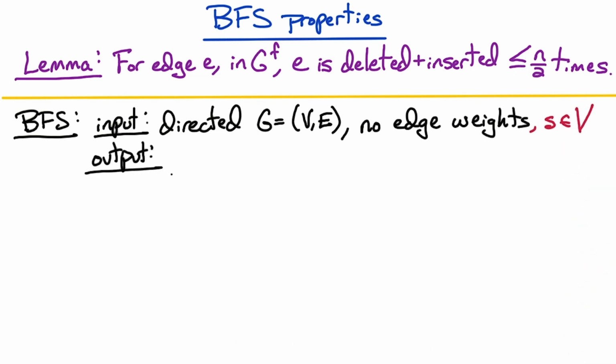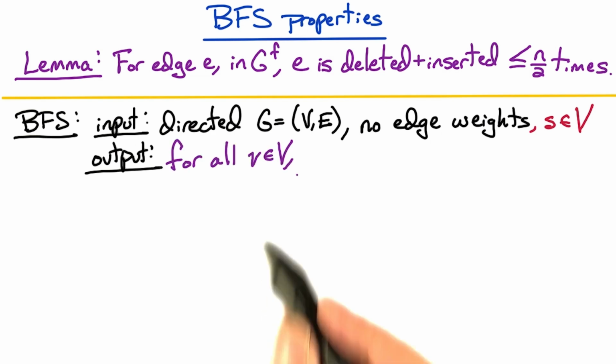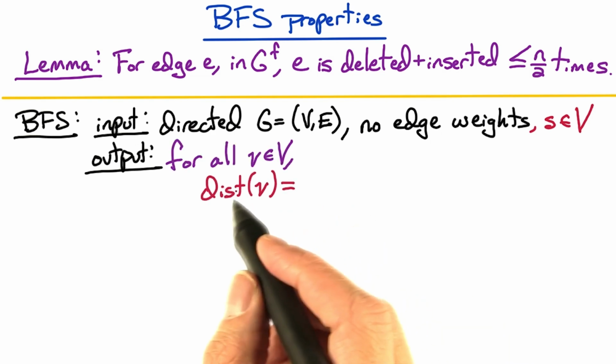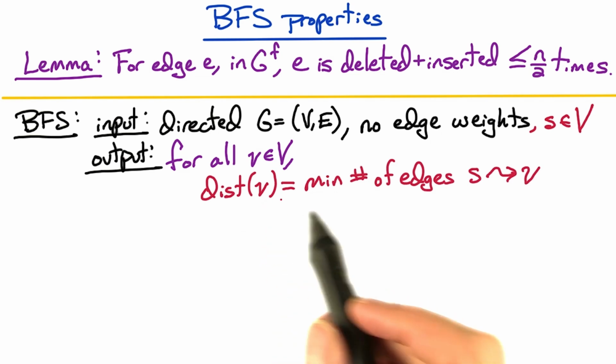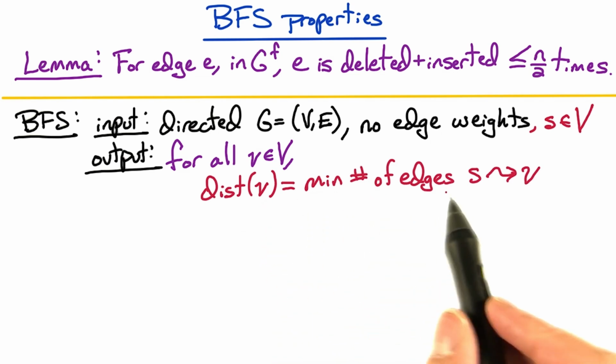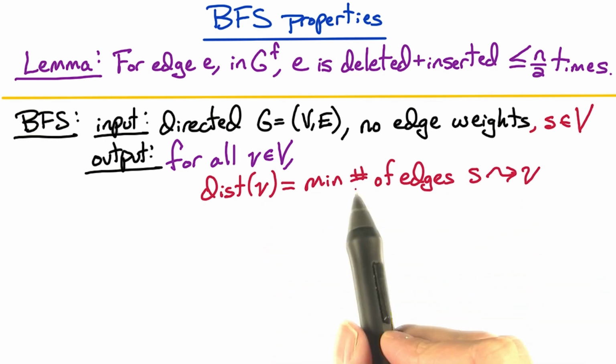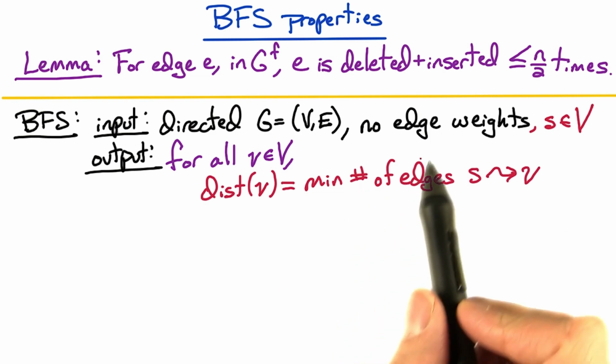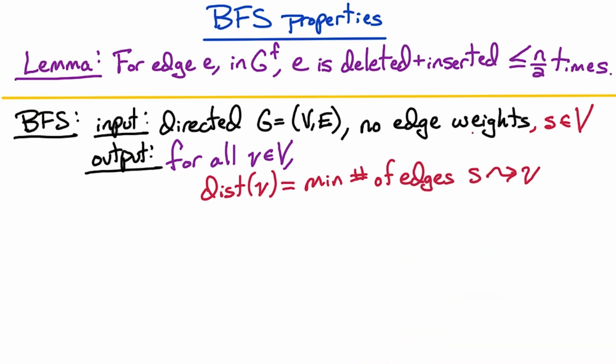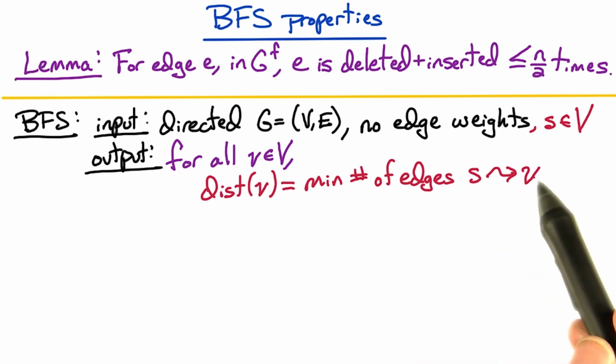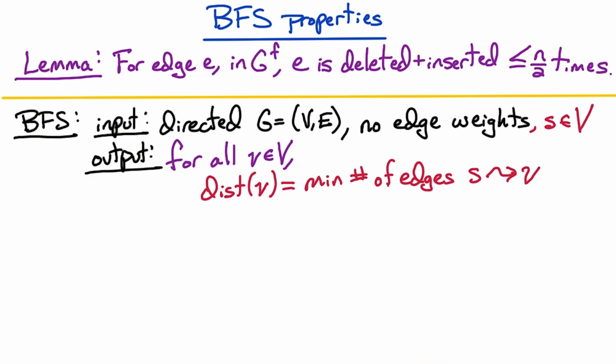Now, what is the output of the breadth first search algorithm? Well, for every vertex of the graph, it outputs an array of size n, and distance of v is defined as the minimum number of edges to go from S to V. Notice this just counts the number of edges. It pays no attention to the edge weights. If we want to pay attention to the edge weights, then we have to use an algorithm such as Dijkstra's algorithm. Now, in addition to computing this distance for every vertex, it also finds such a path from S to V, which uses the minimum number of edges.